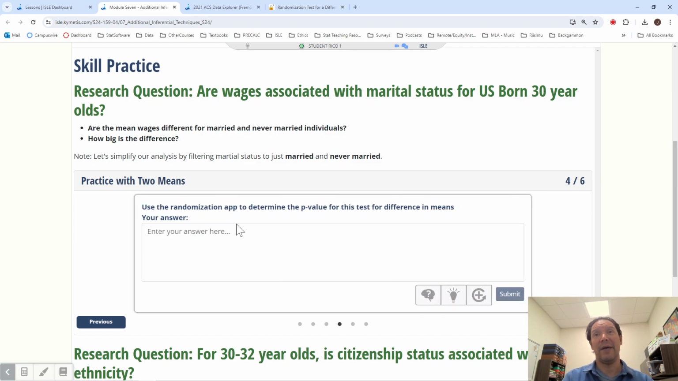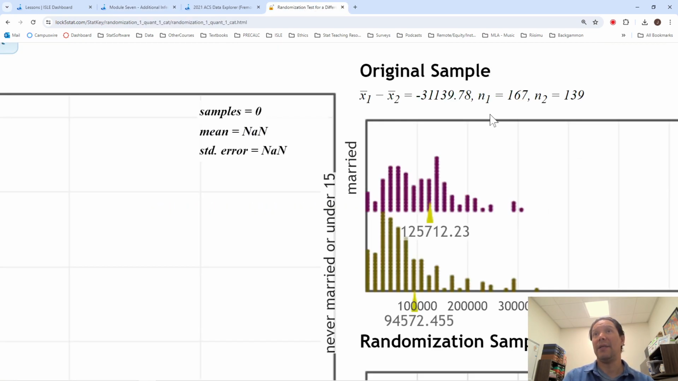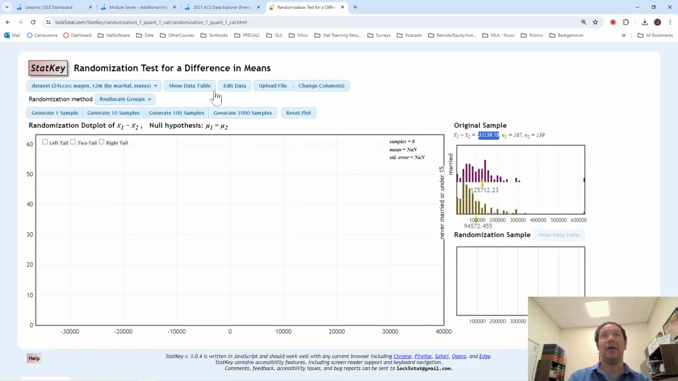So that's what we care about. This becomes like the value of interest. It's just like when we did difference in sample proportions. The difference, when we're comparing proportions, we care about the difference. When we're comparing means, we care about the difference. So now that I have it into my data, I'm going to do a reallocation of the groups.